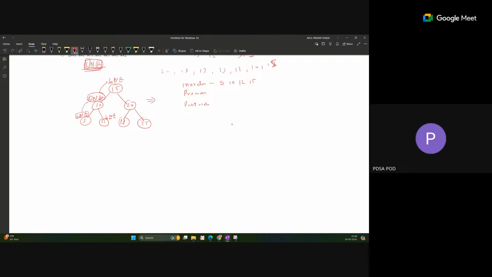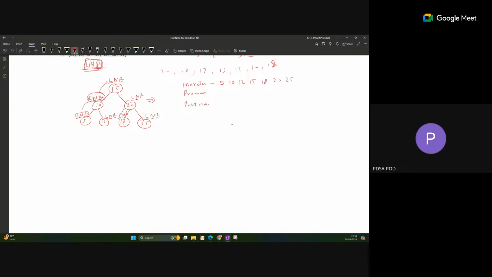Now the right recursive call. So L, N, R. Left recursive call, just move to this side. L, N, R. L is not there, so print statement: 18 will print. Then no right. Move back, and the second step: 20 will print. Then the right recursive call, L, N, R, so this will print 25.